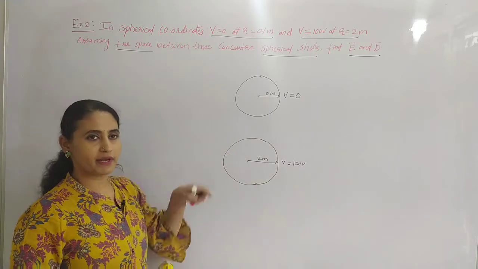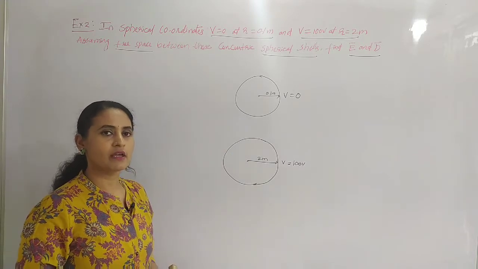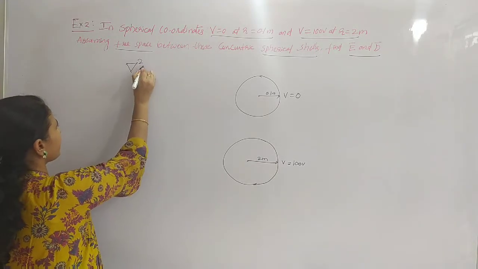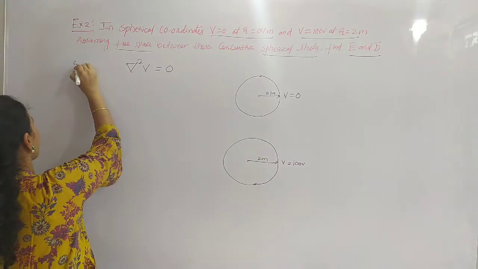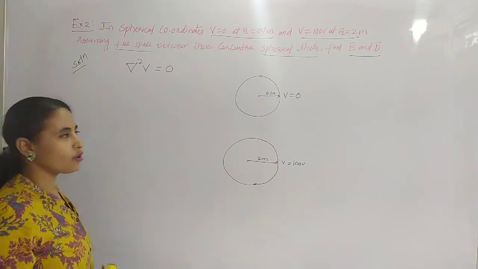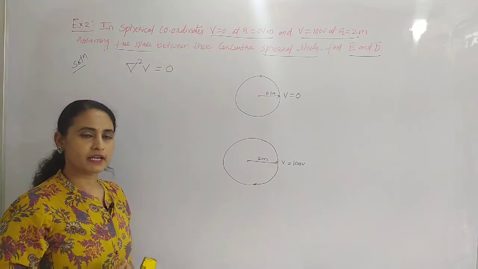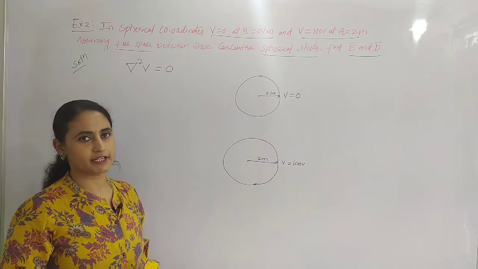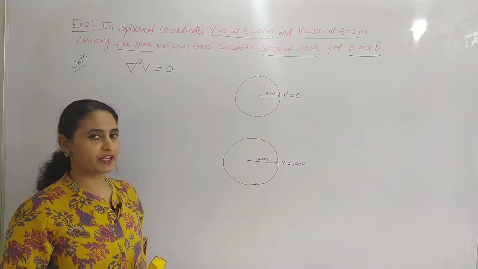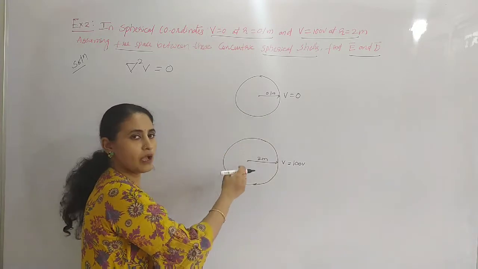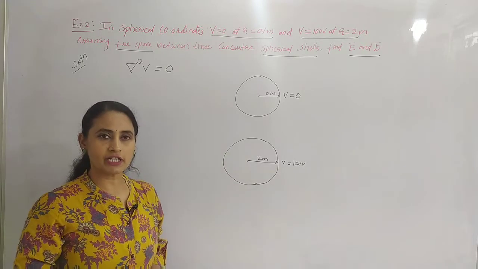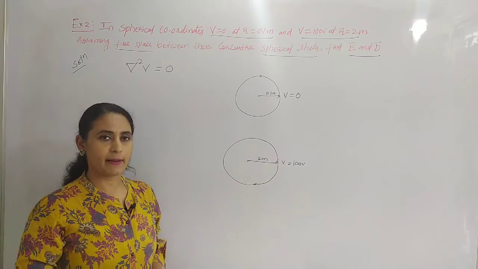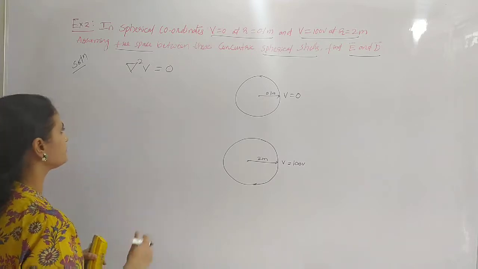Since these two are placed in charge free space, we can use the Laplace equation. What is the Laplace equation? Del square V equal to 0. In the last class we wrote the equation for del square V in three different coordinate systems: Cartesian, cylindrical and spherical. Which equation do we need to consider? Because both are spherical shells, we need to consider the Laplace equation in the spherical coordinate system. So let us write it.